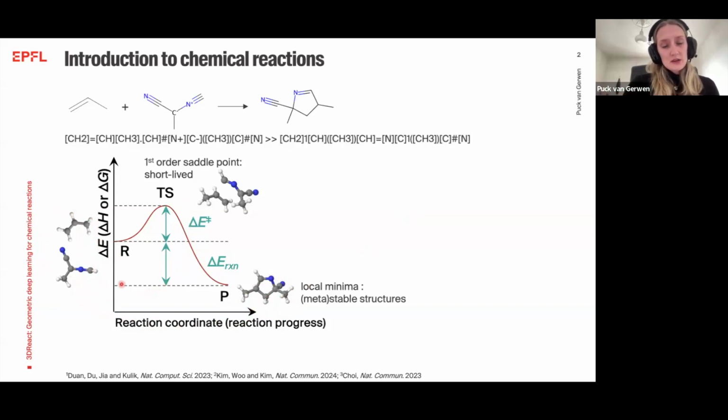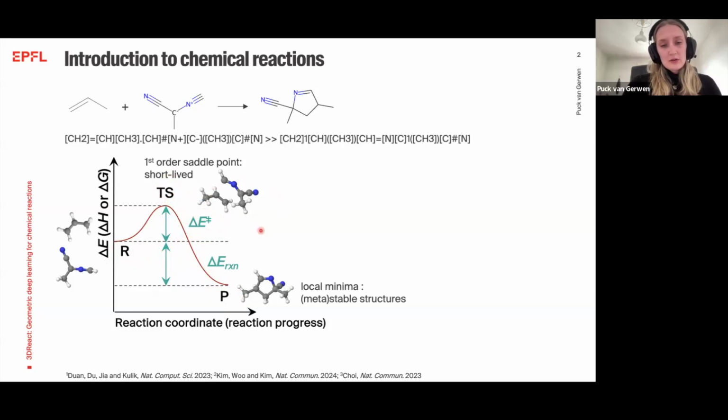If you imagine this diagram describing how the energy of the molecules is changing over time, then in order to pass from reactants which are stable to products which are stable, you have to pass through this short-lived, unstable structure, which in terms of the potential energy profile is a first-order saddle point. This is called a transition state. And this structure leads to an important quantity, which is the energy barrier.